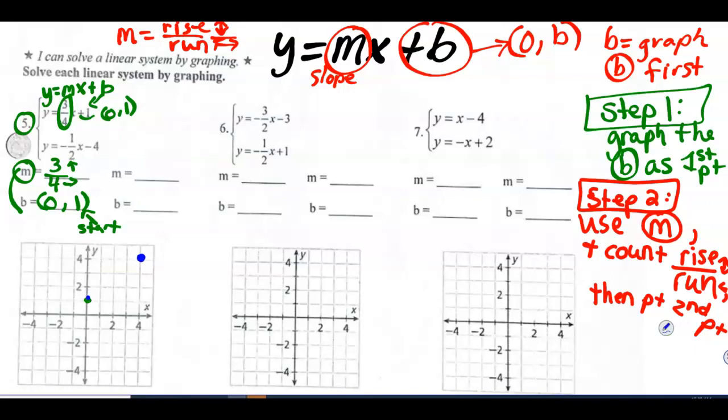If I wanted to go the other way with my line, so I can connect these two to make my line, if I need to go the other way, I just go back to my slope and I reverse the arrow.